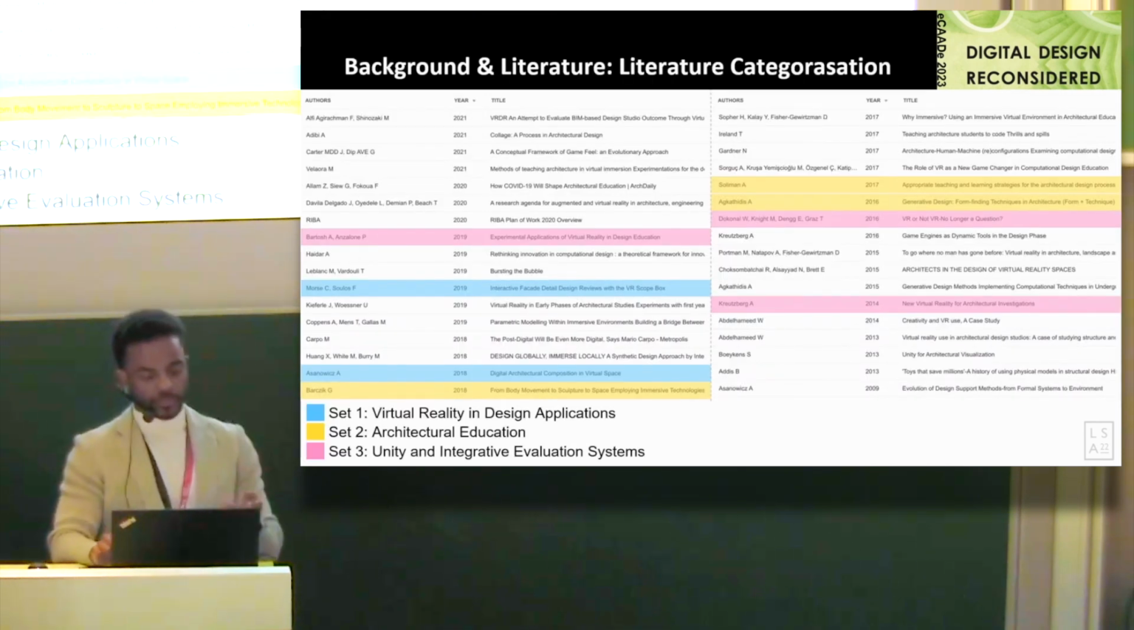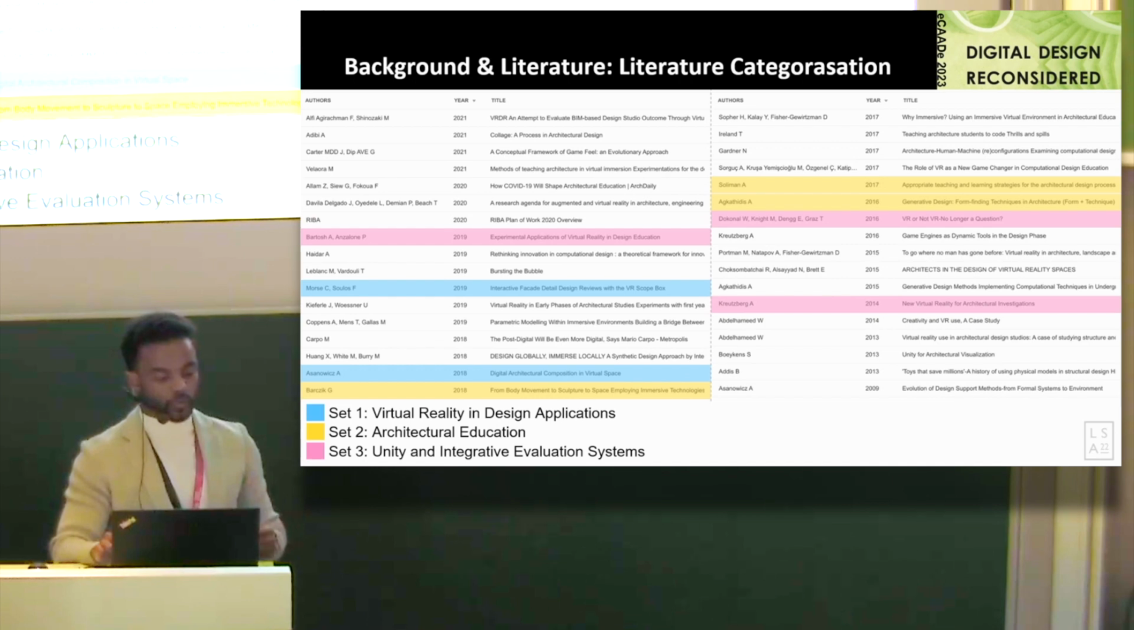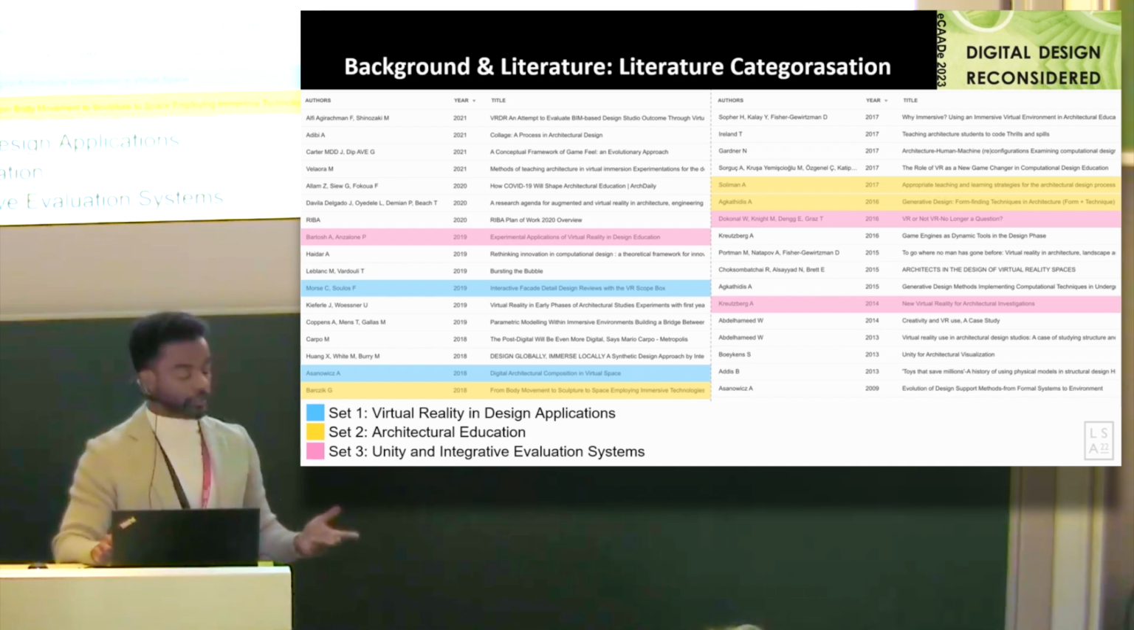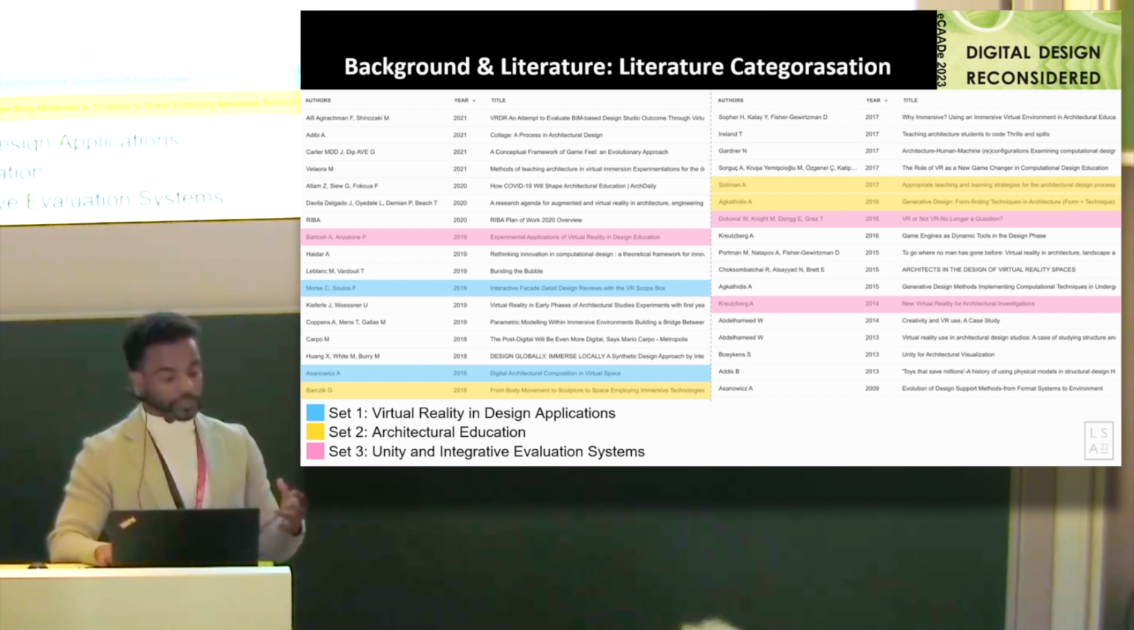So part of the literature itself was broken down into different categories. Number one being virtual reality and design applications. Number two was architectural education itself. And number three, the applications of Unity and different game engines that were integrated to use as evaluation systems.